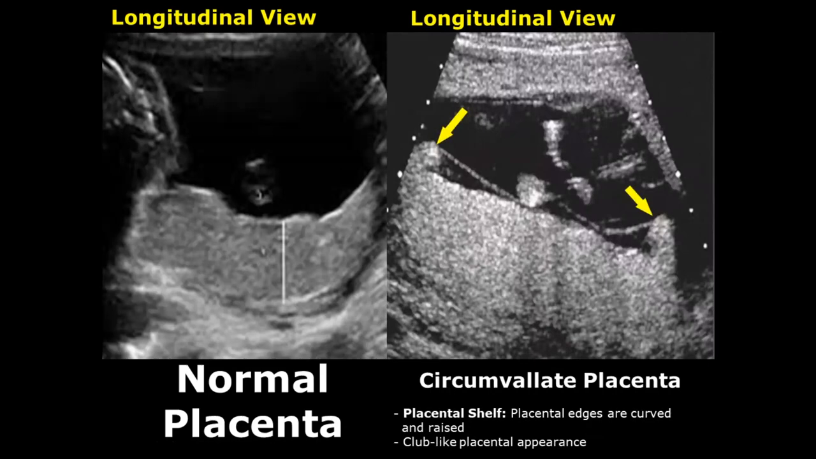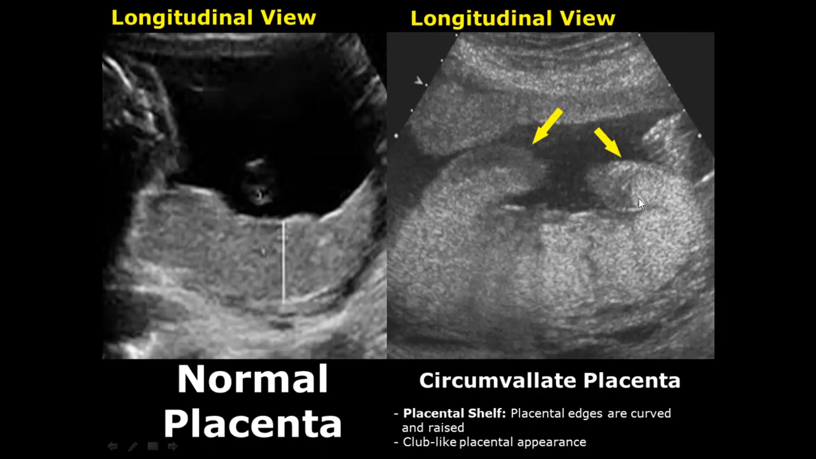A circumvallate placenta will have raised rolled edges. This raised rolled edge is known as a placental shelf. This gives it a club-like appearance. Normally the amniochorionic membranes attach to the edge of the placenta, but in this situation they attach on the interior surface of the placenta. Here is another case of circumvallate placenta. Here we can see the raised and curved edges.